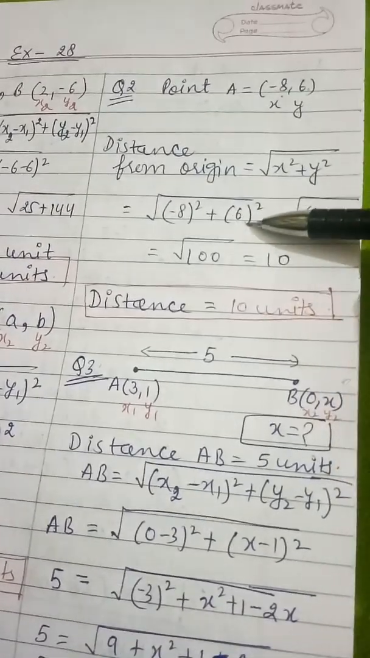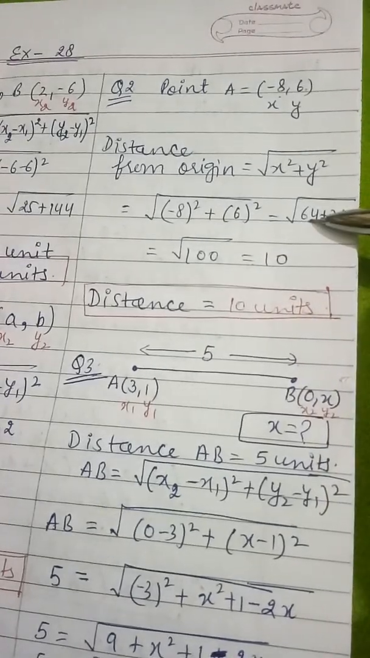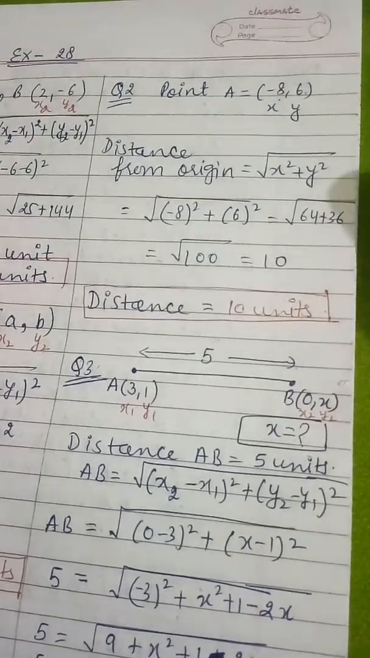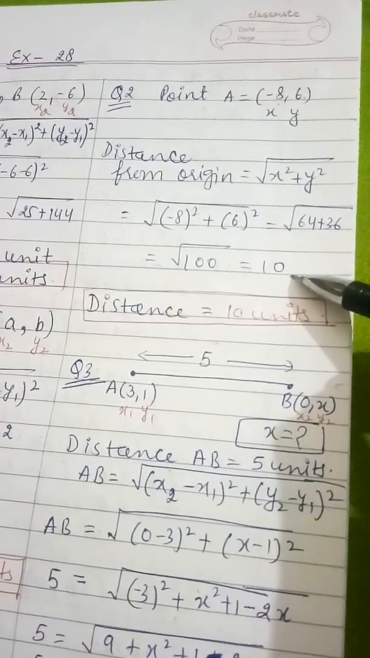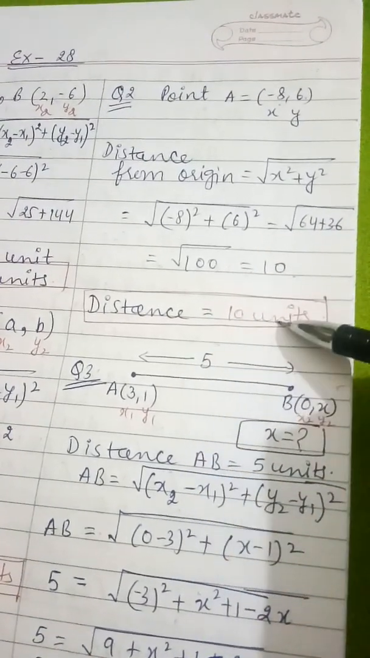X square and y square means minus 8 square will become 64 and 6 square will become 36. So 64 plus 36, it is root 100. It will come out of the root as 10. Your answer is 10 units.